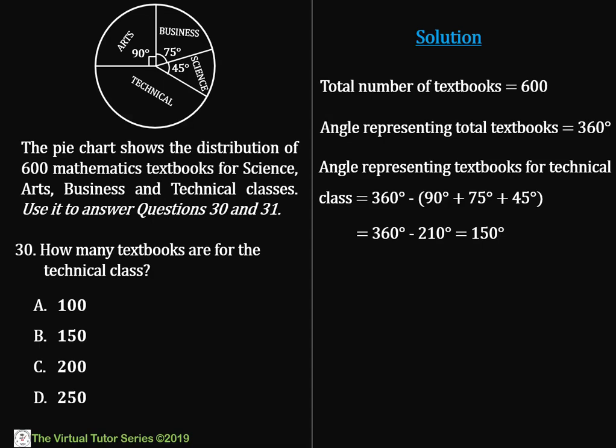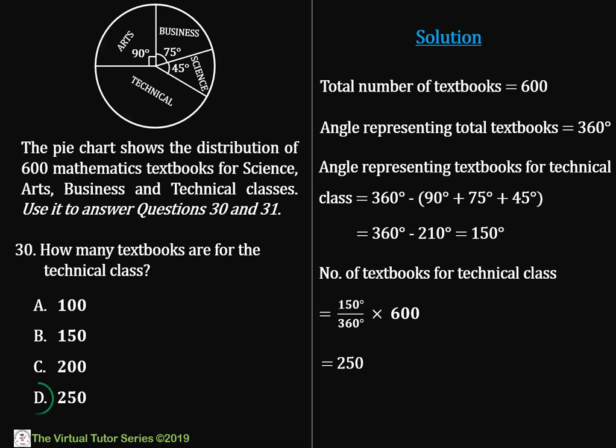The number of textbooks for the technical class is the angle representing textbooks for the technical class divided by the angle representing the total textbooks times the total number of textbooks. That is 150 degrees over 360 degrees times 600. This produces 250. Hence, option D is the correct answer.